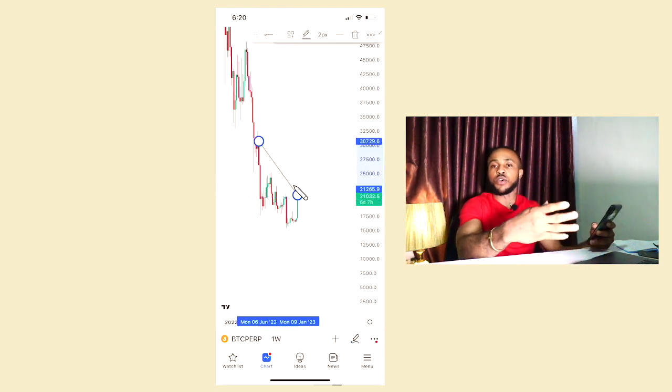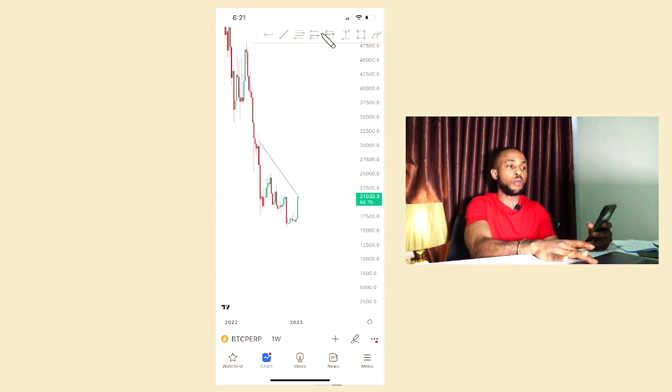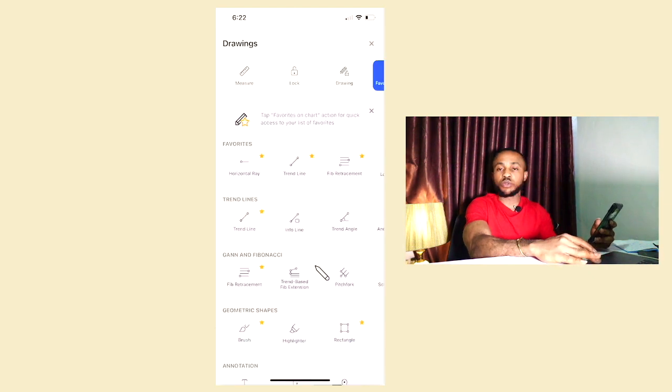Same goes for the other financial instruments you can find. As you can see, I made some of them my favorites. These are the ones I use most of the time, so I just made them my favorite, and you can do the same thing. This function here is also a shortcut to drawing. When you click on it, it's still going to take you to drawing. If you want to make any of them your favorites, all you need to do is press and hold any of the functions, and then it's going to bring out the favorites option for you to click.